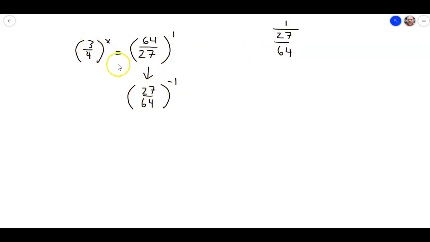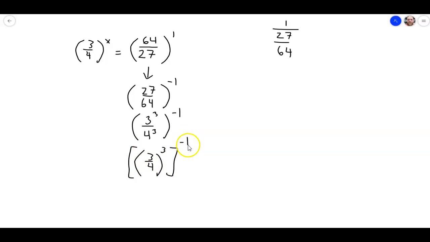Now that I have the 3 cubed on the top and the 4 cubed on the bottom, I'm going to write that as 3 cubed here and 4 cubed down here, just like so. Now, if I'm taking the power to both of those, I can just factor it out. So that's going to be 3/4 raised to the third. If it's the same exponent on the top and the bottom, I can pull it out and apply it to the fraction like this. And then this thing is still raised to the -1 power. So I just rewrote this as this and kept the -1.